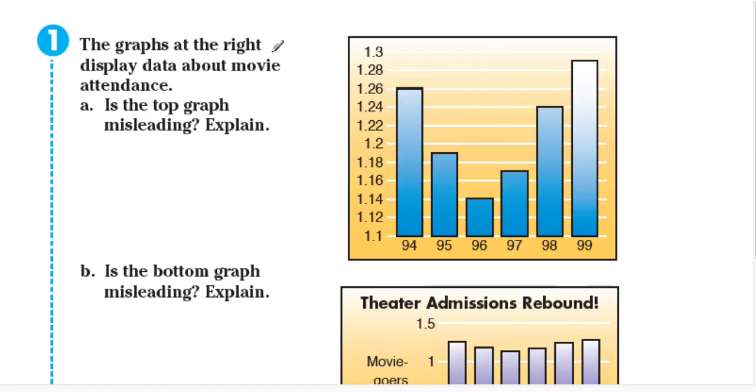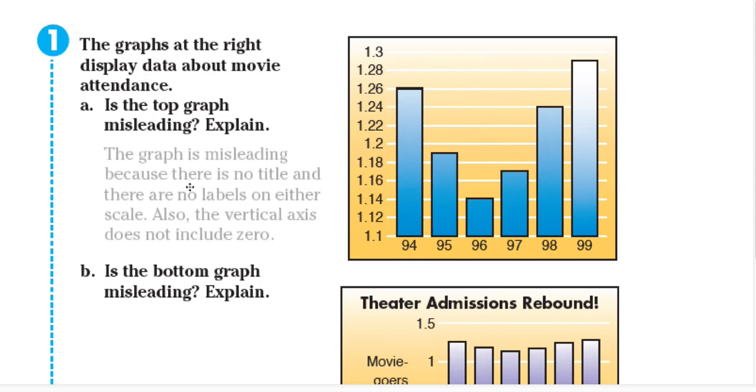So what do we notice? Let's take a look at example number 2. The graphs at the right display data about movie attendance. Is the top graph misleading? Explain. We know that the top graph is misleading simply because there are no labels, there is no title, and it does not include 0.